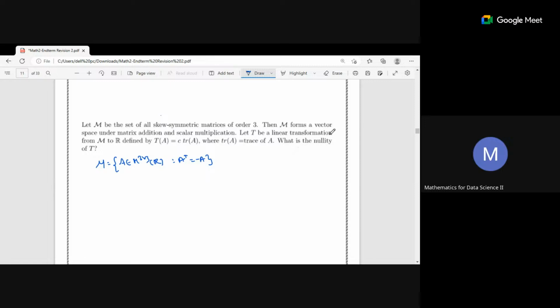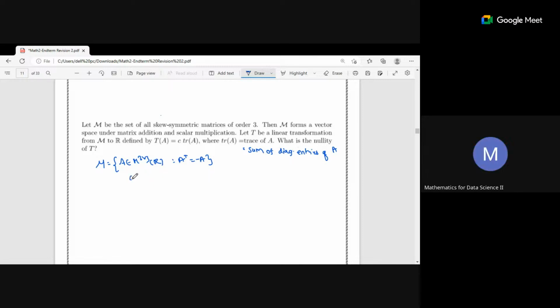Let T be a linear transformation from M to R defined in this way. T of A is equal to trace of A. What is the nullity of T? Okay. So first of all, what is meant by trace? You already know. It is the sum of diagonal entries of A. So we should know what are the diagonal entries of A for a skew symmetric matrix. What are its diagonals? 0. All of them are 0.